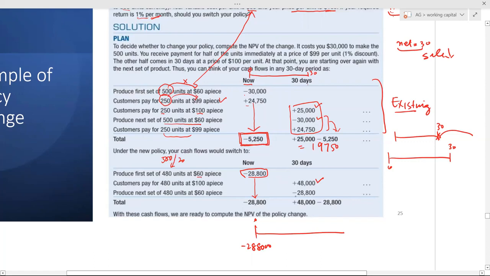But at the same time, the next round has also started, so you also need to incur this cost, negative 28,800. Whatever is the difference, you write the difference here.